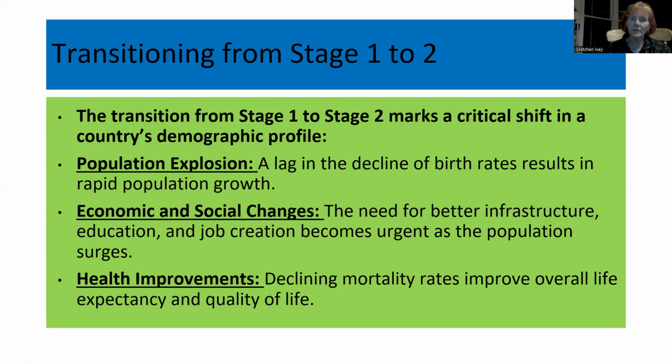Okay, so the transition from stage 1 to stage 2 marks a critical shift in a country's demographic profile. So you have a population explosion: a lag in the decline of birth rates results in rapid population growth. Economic and social changes: the need for better infrastructure, education, and job creation becomes urgent as the population surges. And health improvements: declining mortality rates improve overall life expectancy and quality of life.